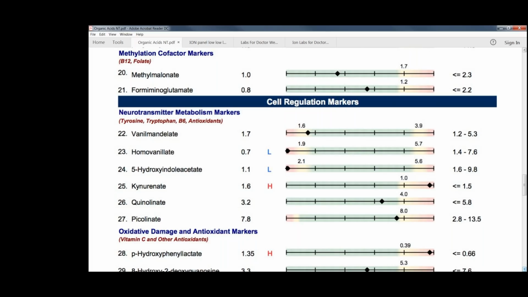And so that makes sense. This is looking like an inflamed brain, right? Because they're all either high or borderline high, the three inflammatory markers, kynurenate, quinolinate, and picolinate. So this person probably has a B6 problem and a problem with an inflamed brain. Now let's look at these other examples here, just so you can see what else can happen.